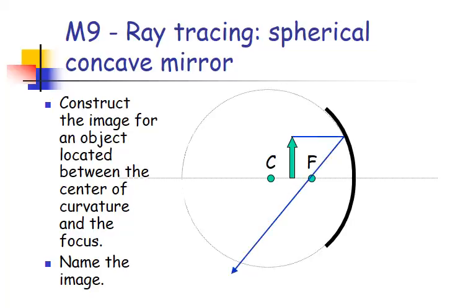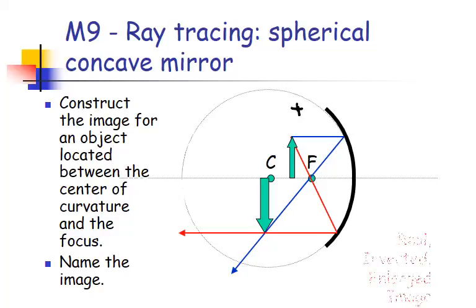All right, so here's a parallel ray through the focus, focal ray. The image should be here. So the image would be real, it's on the positive side. The image is inverted and it is enlarged.